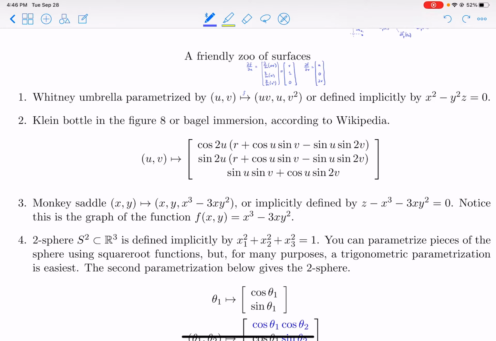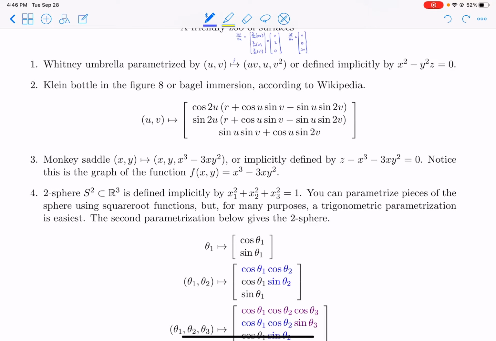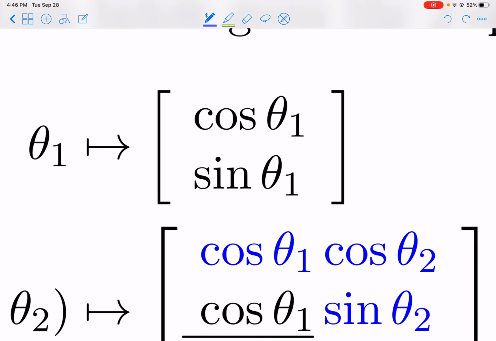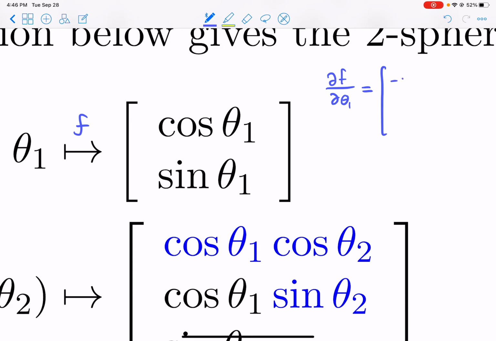How about this? Well, I don't know. Let's do this one. Here's our parameterization of the circle. Okay, the input is called theta 1. So what's partial f partial theta 1? Well, it needs two outputs, and so the first one is the derivative of cosine, which is minus sine theta 1. This is just like single variable calculus. Derivative of sine is cosine.